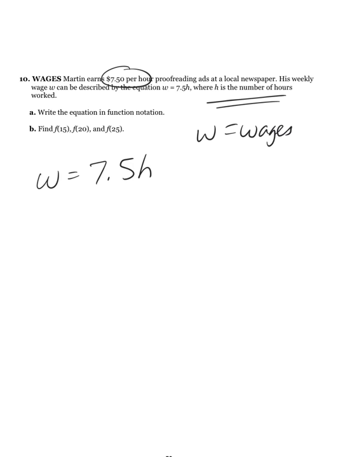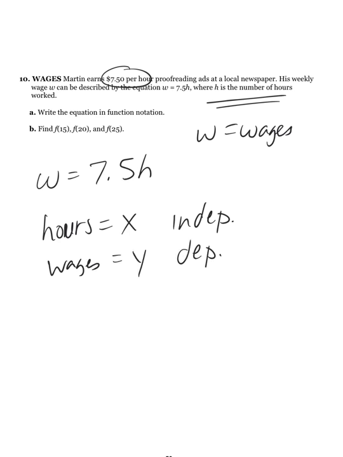Can time stand by itself? Like, does time ever stand still? No. So time keeps going no matter what, right? So that's why time, hours, is your x variable. That's your independent variable, because no matter what happens, time's going to keep going, right? Wages is your y. That's your dependent.